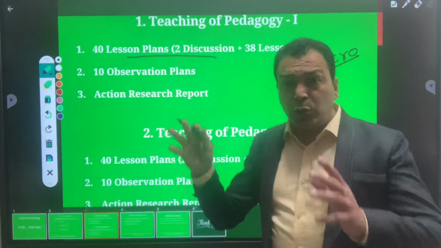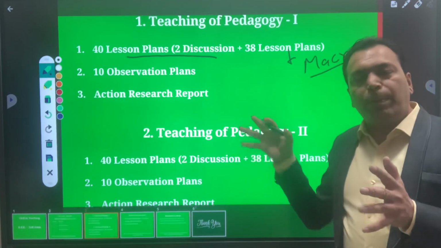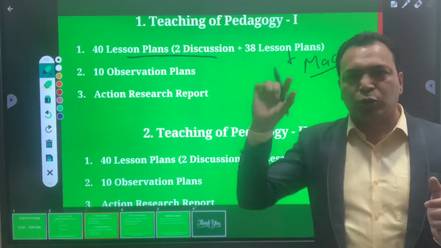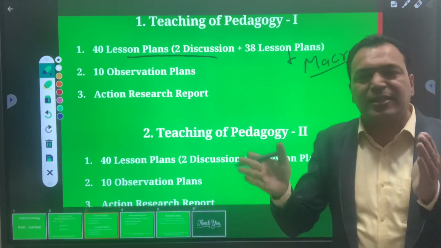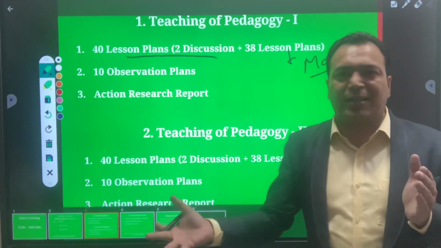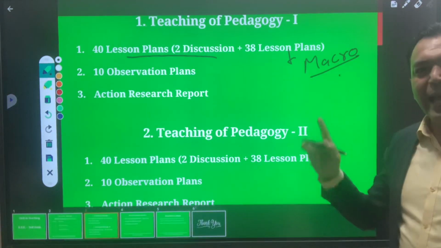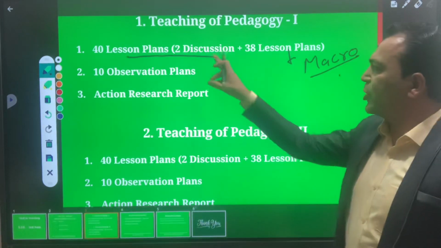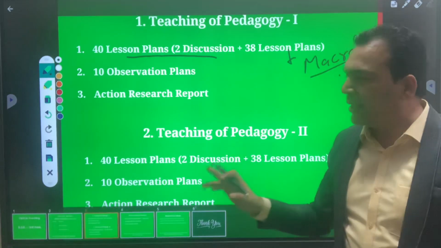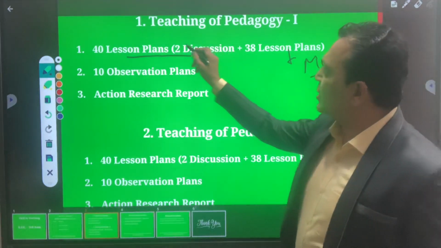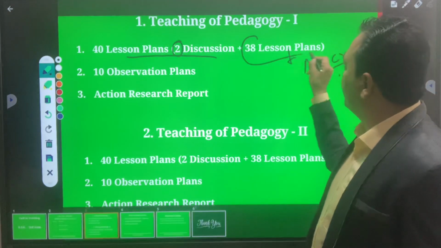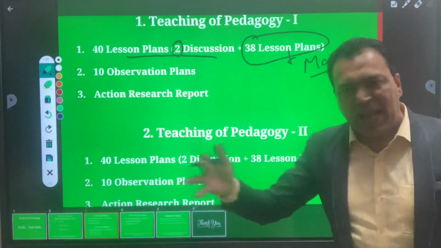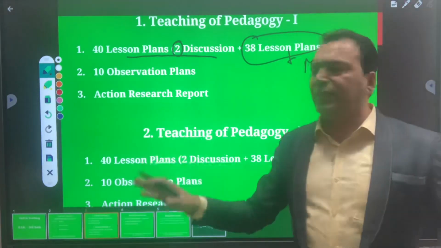So this terminology you should know, okay? It is also asked by the examiner. What is the name of that file? वो जो मोटी वाली फाइल है आपकी, right? The 40 lessons you have written during your teaching practice, this is called the macro files. Under the macro files, you have to check again that there should be 40 lessons each. Under the 40 lessons, 2 discussion lessons and 38 general lessons, okay? It is called the general lesson, macro lessons, okay? You can give any name.